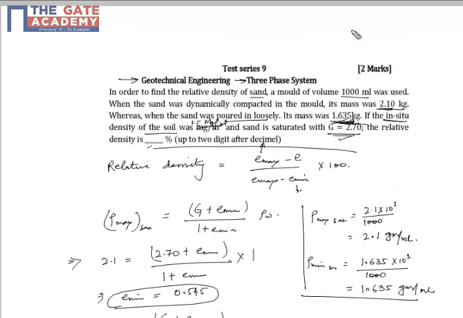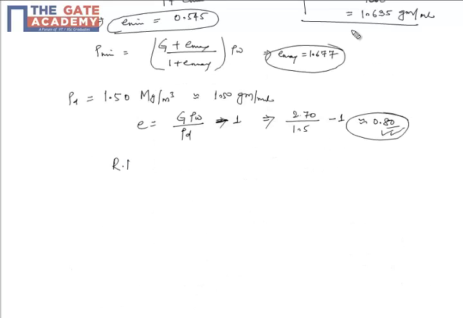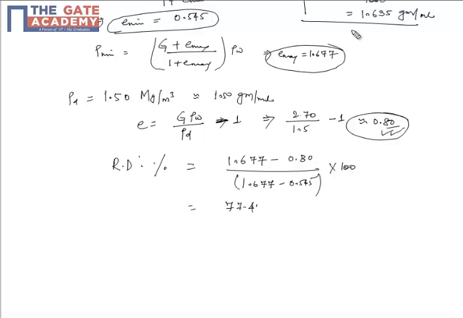In the relative density equation, we get RD in terms of percentage. The e maximum is 1.677 minus 0.80, divided by 1.677 minus 0.545, into 100. So the value comes out to be 77.47%. That is the answer.